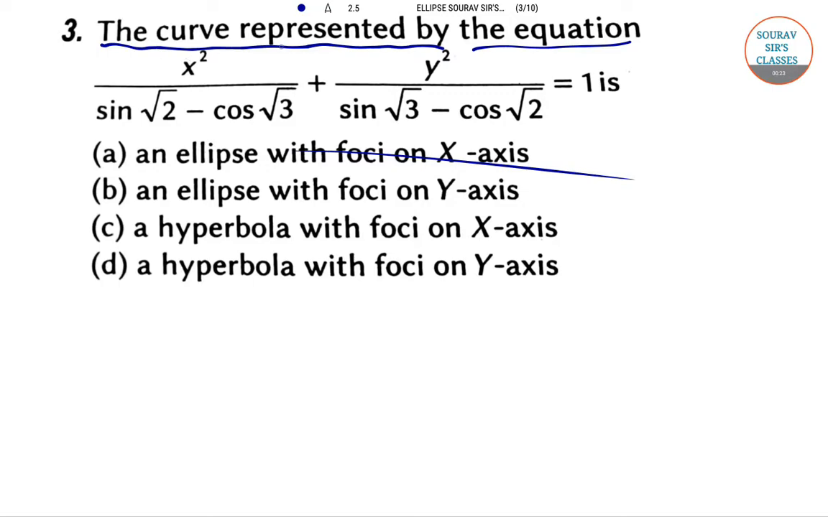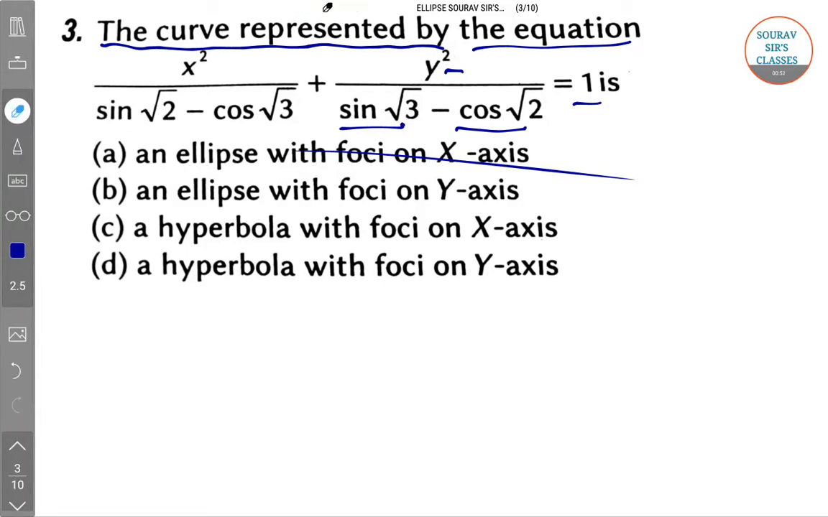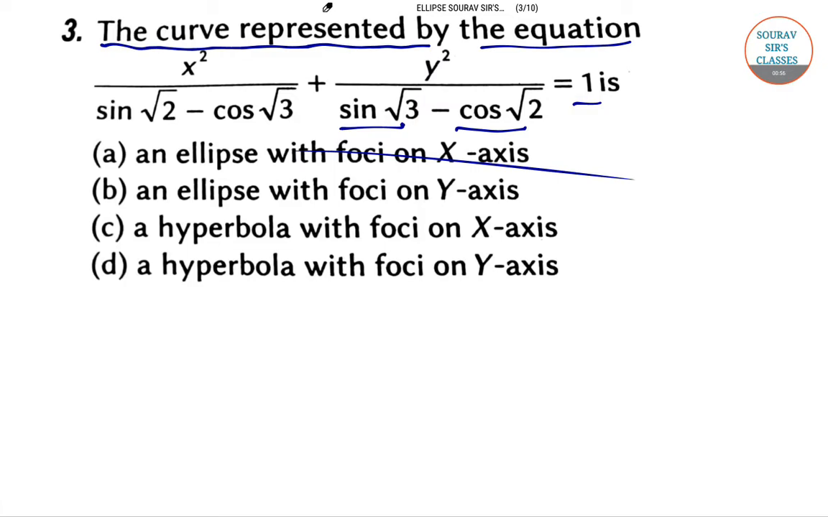The curve represented by the equation x square by sine root 2 minus cos root 3 plus y square upon sine root 3 minus cos root 2 is equal to 1. Let us repeat the question. The curve represented by the equation x square divided by sine root 2 minus cos root 3 plus y square divided by sine root 3 minus cos root 2 is equal to 1.